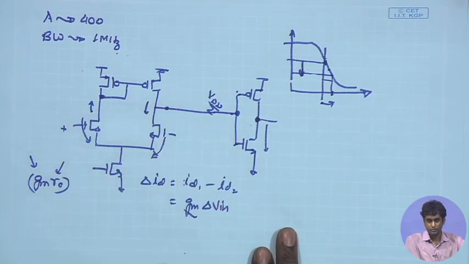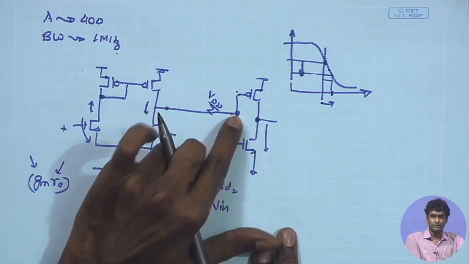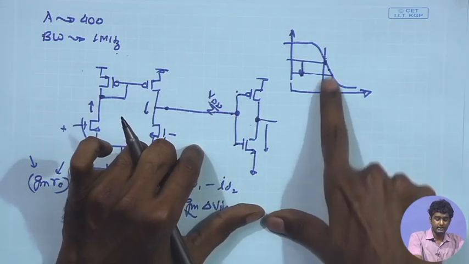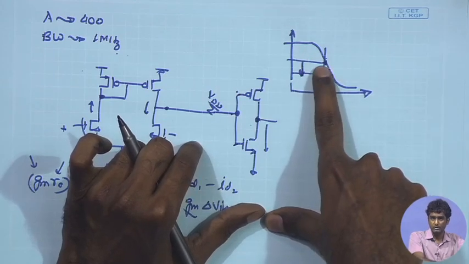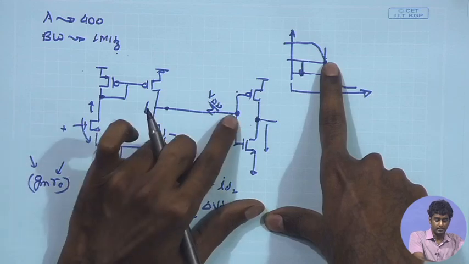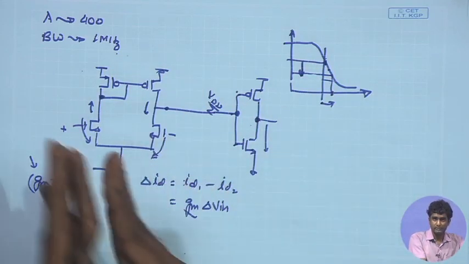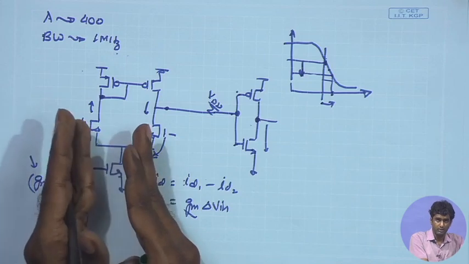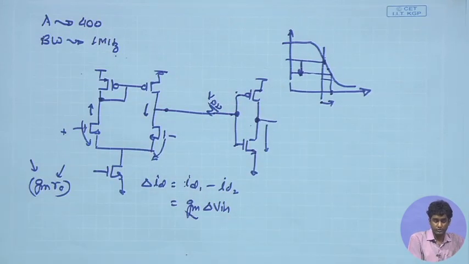Another critical issue will be the trip point of the inverter that I just mentioned. Trip point is not necessarily VDD by 2. It is not necessary that this midpoint that we are looking at in this transfer characteristic is going to be VDD by 2. And that is another important issue which plays an important role whenever we are interfacing an analog unit like a comparator output with a digital inverter. So let us look into the concept of trip point in a little bit more detail after a short break.